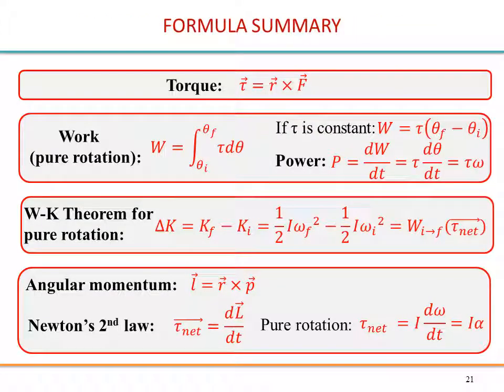Okay, so here is the formula summary for this lecture about torque and angular momentum. We have seen the torque defined here, the work of the torque, the power, the work-kinetic energy theorem for pure rotation, and angular momentum was defined. Newton's second law, the general form is here. For pure rotation you can write it like this.